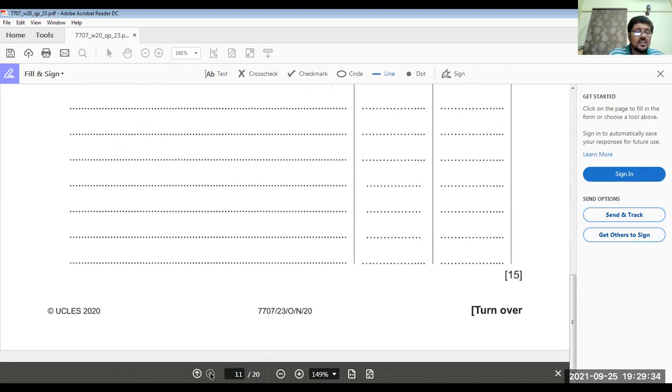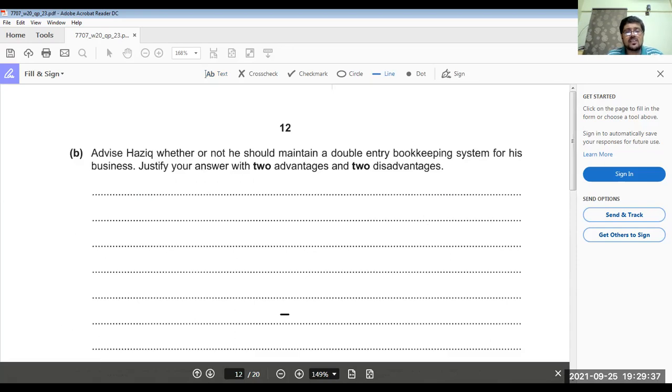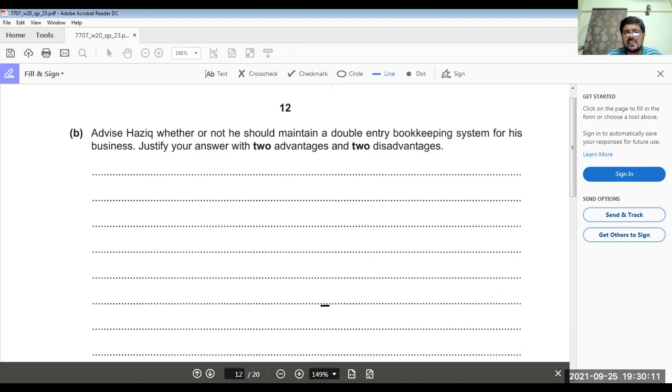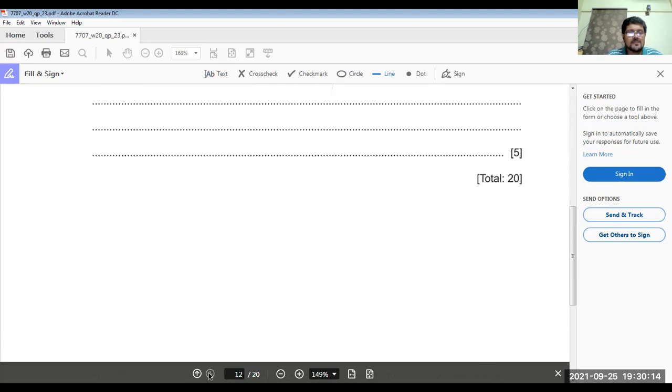Okay. So move on. Advise Haziq whether or not he should maintain a double entry bookkeeping system, justify your answer with 2 advantages and 2 disadvantages. Now, the double entry system makes your accounting records easy to follow, easy to understand. You don't need to search for so many things in the data. You will have complete accounting data, and accuracy will be there. But maintaining a double entry system is complex and costly. Small businesses cannot maintain a double entry system.